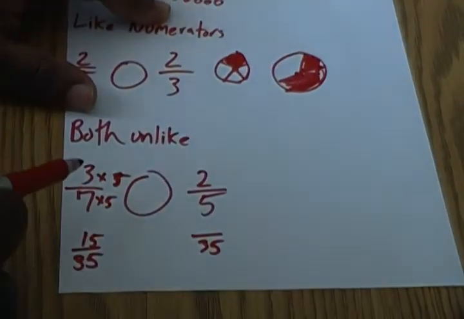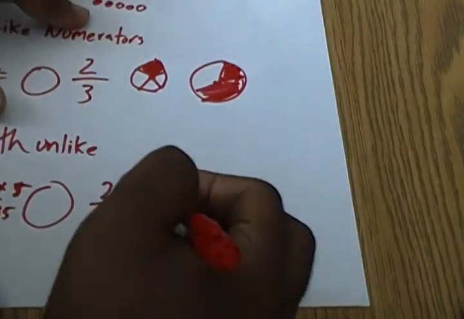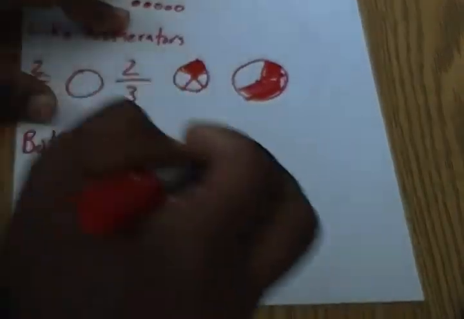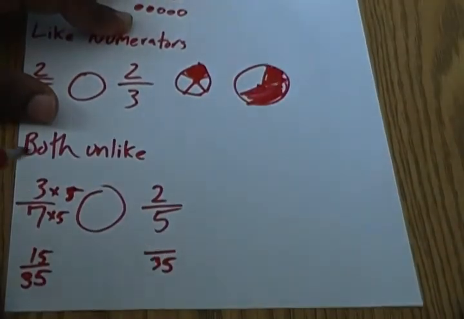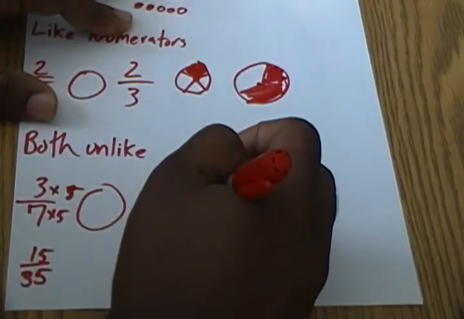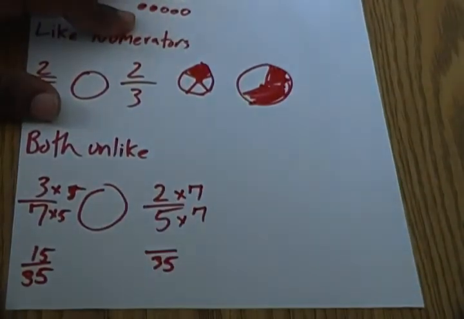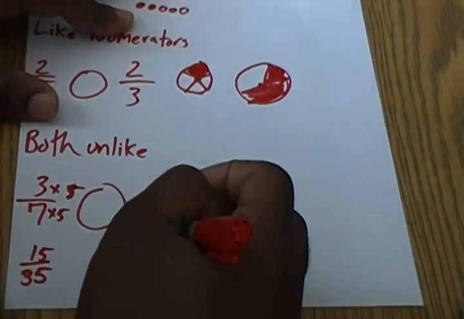The kids know that as whatever we do to the bottom, we have to do to the top, or vice versa. The same thing applies here. How did we go from 5 to 35? We have to multiply by 7. What we do to the bottom, we also do to the top. 2 times 7 is 14.